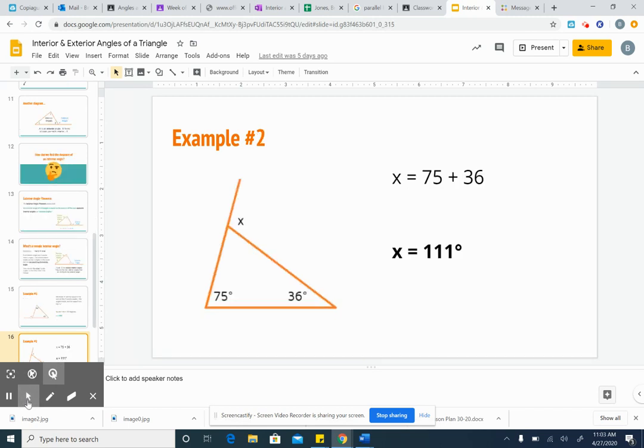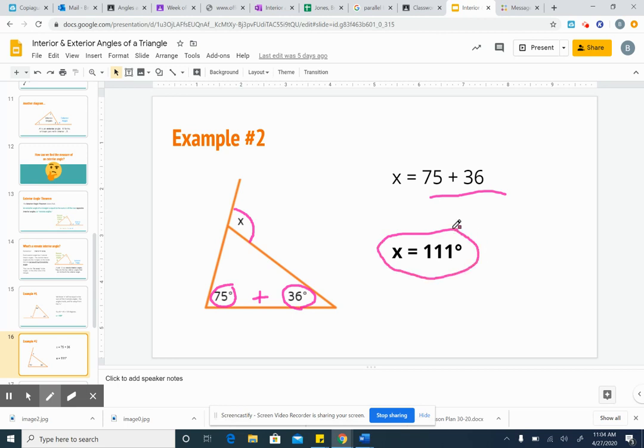Let's look at the next example. We have our two interior angles right here. Okay, we have 75 and we have 36. We don't have this other angle that I'm hovering over here, but it's okay. We don't really need it because the theorem says that the exterior angle is equal to the sum of these two remote interior angles. And when you add them together, you get 111 degrees.